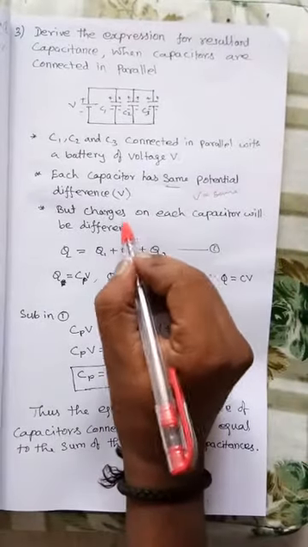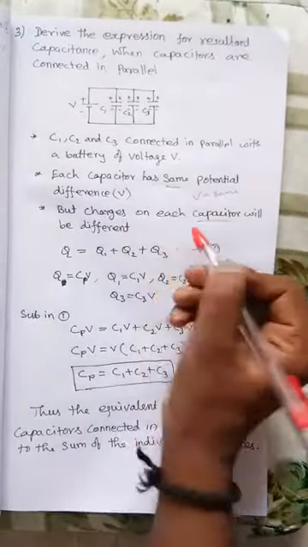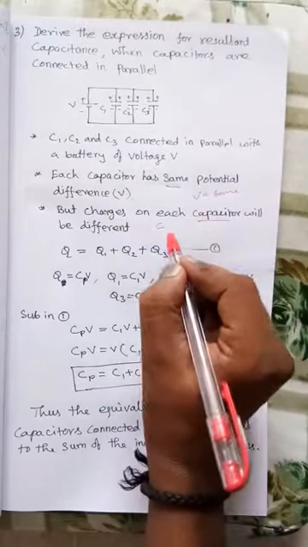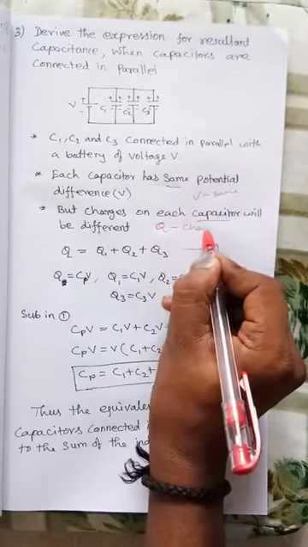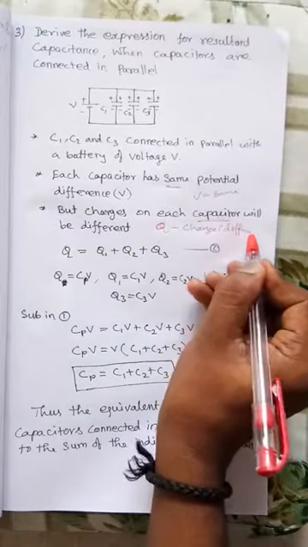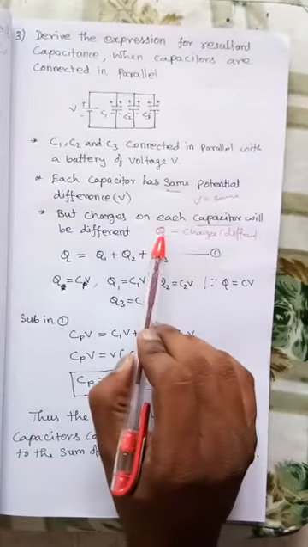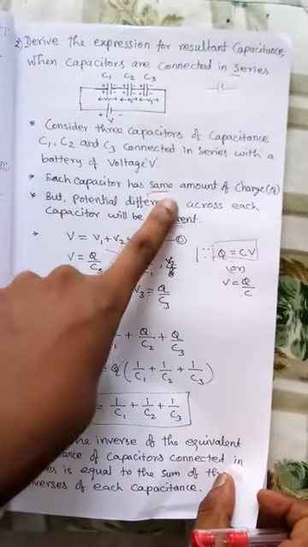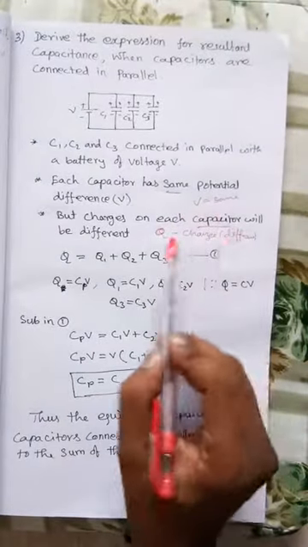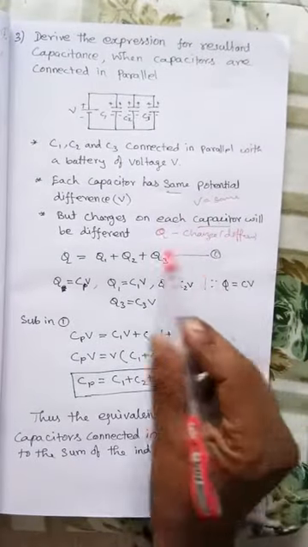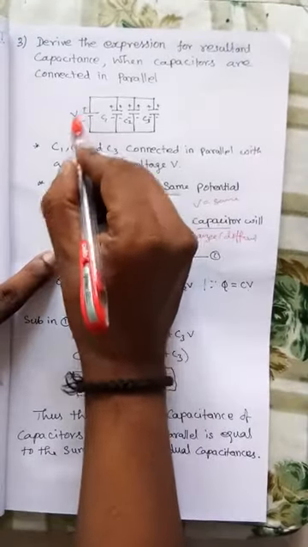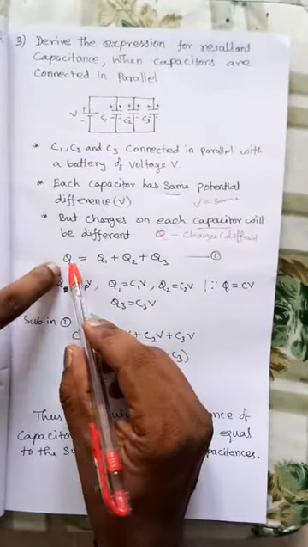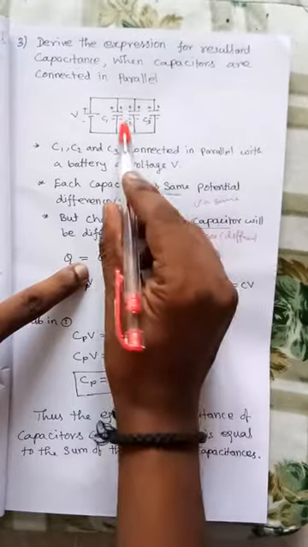But the capacitance changes. That means the charge on each capacitor is different. Q is different, but V is the same. In series, V was different and Q the same; here it is the opposite: V same, Q different. Already you know the formula Q is equal to CV, and only Q is changing. The total charge produced by the battery, Q, is split among the three capacitors. So the total charge is equal to the sum of the individual charges Q1, Q2, Q3.